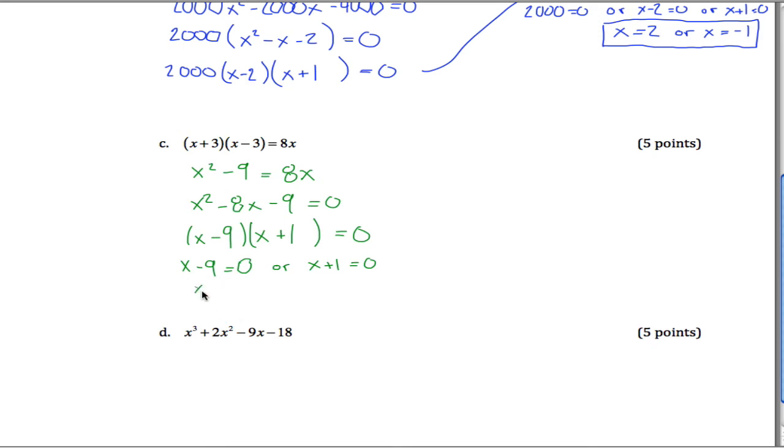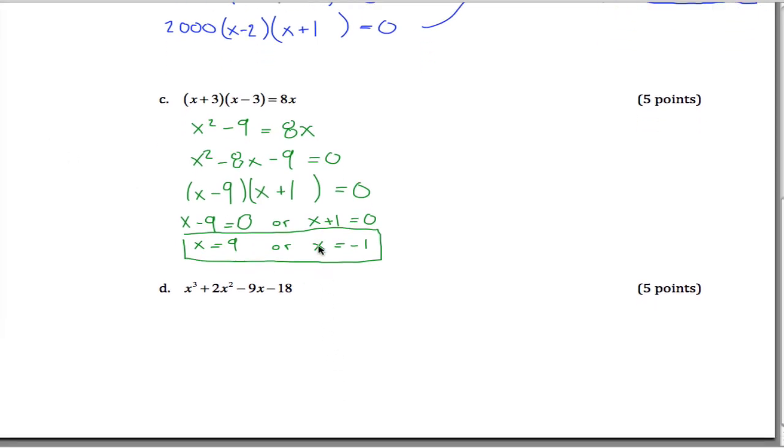And we could add 9 to both sides to get x equals 9. You could subtract 1 from both sides to get x equals negative 1. So there you go. We got two answers. X equals 9, x equals negative 1. On any of these, you could check your answers by plugging them back into the original equation. But I'm pretty confident we haven't made any mistakes, so I'm just going to keep on going.